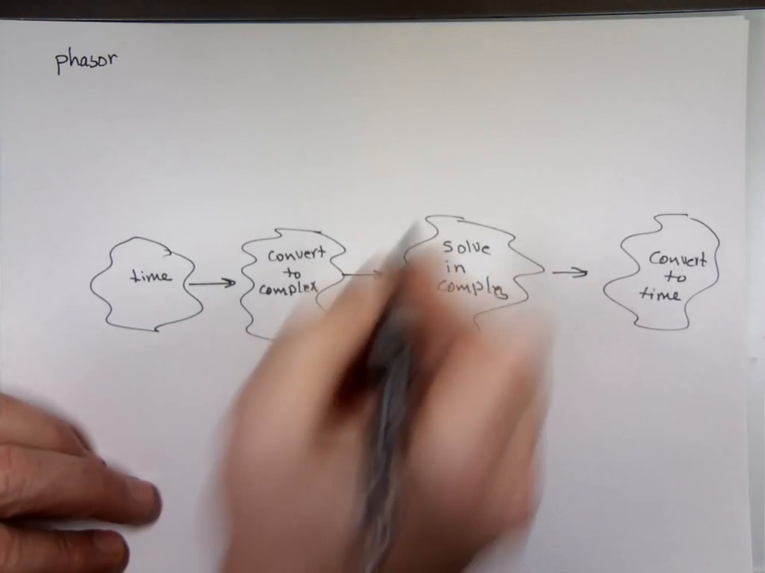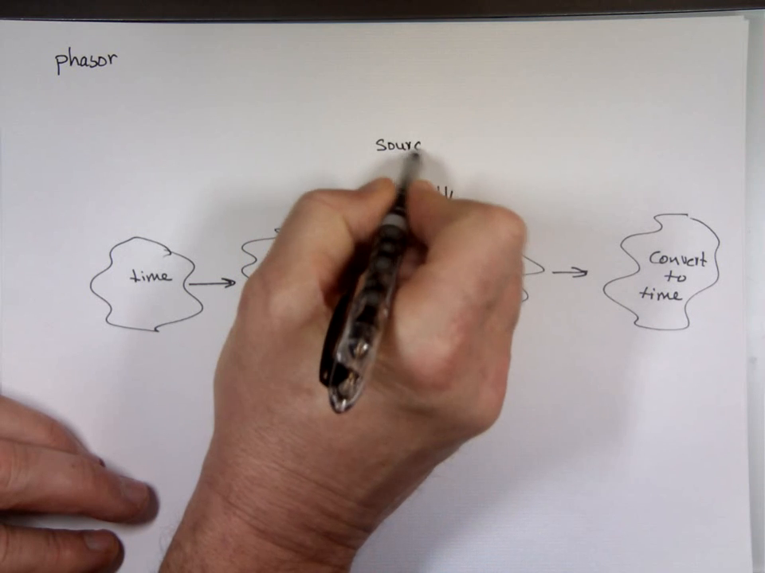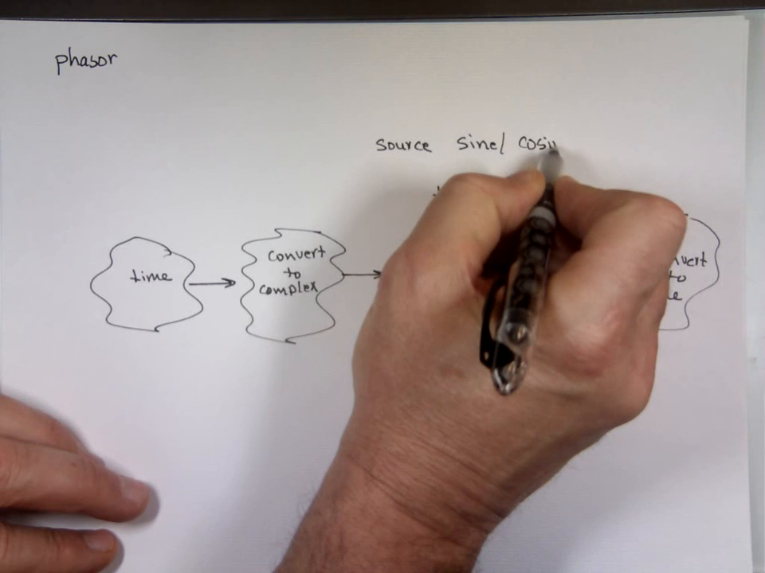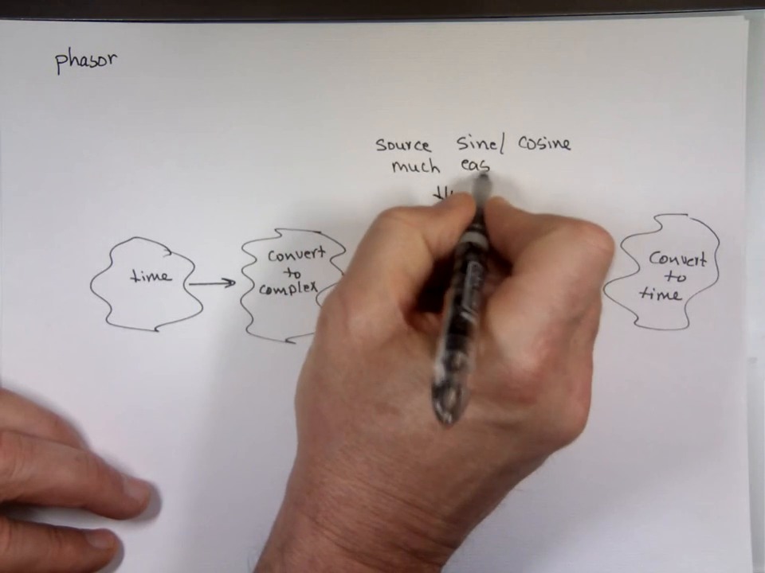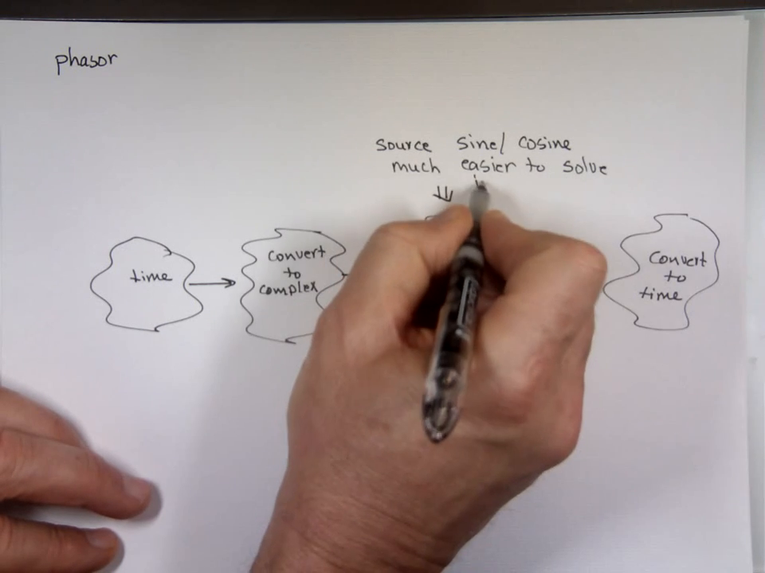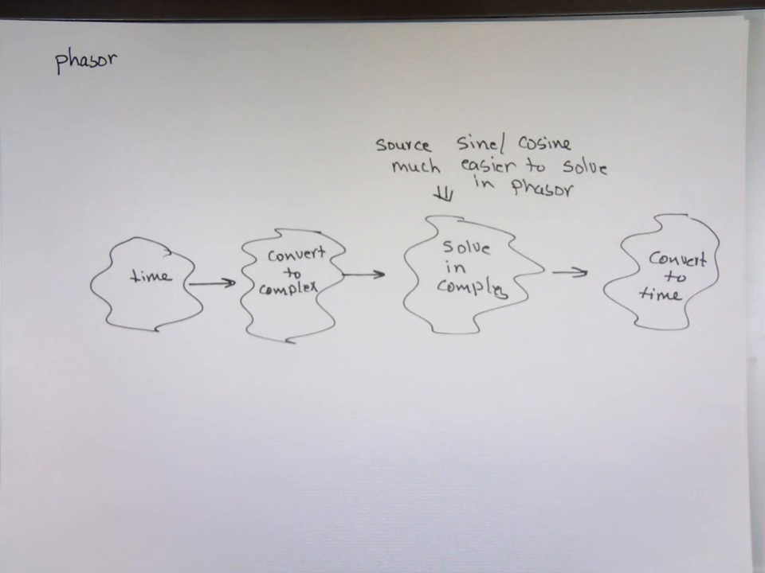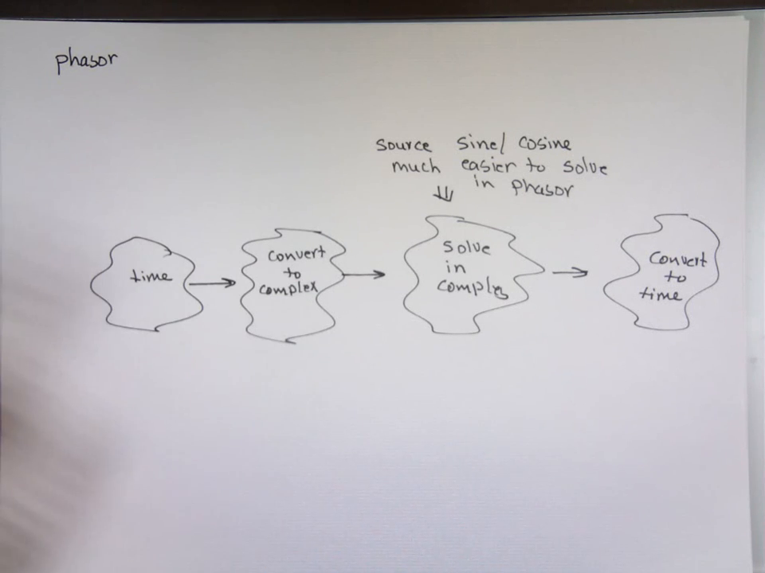And again, the reason it is much, much easier when your source is sine or cosine is that it is much easier to solve it in phasor than in time domain. So that's really why we're doing the switching. To switch from time to complex or phasor is not that difficult, and to switch back is not that difficult. You'll see that in a minute.